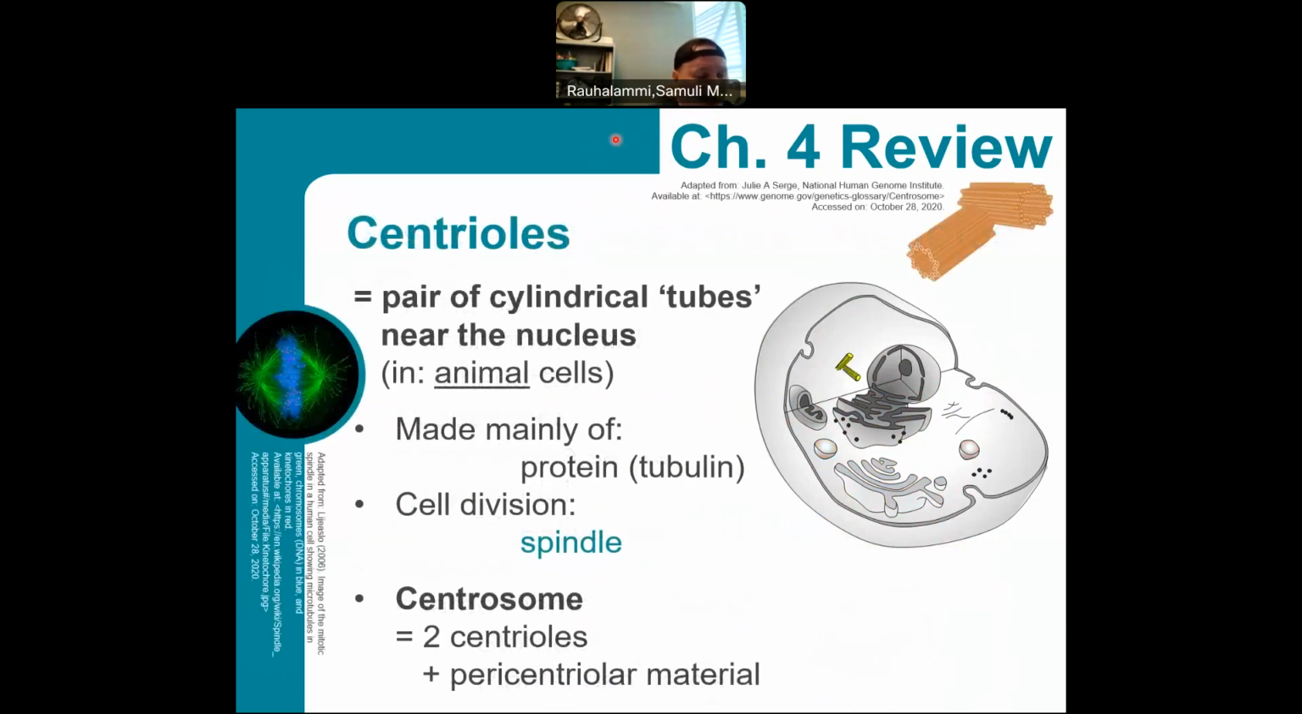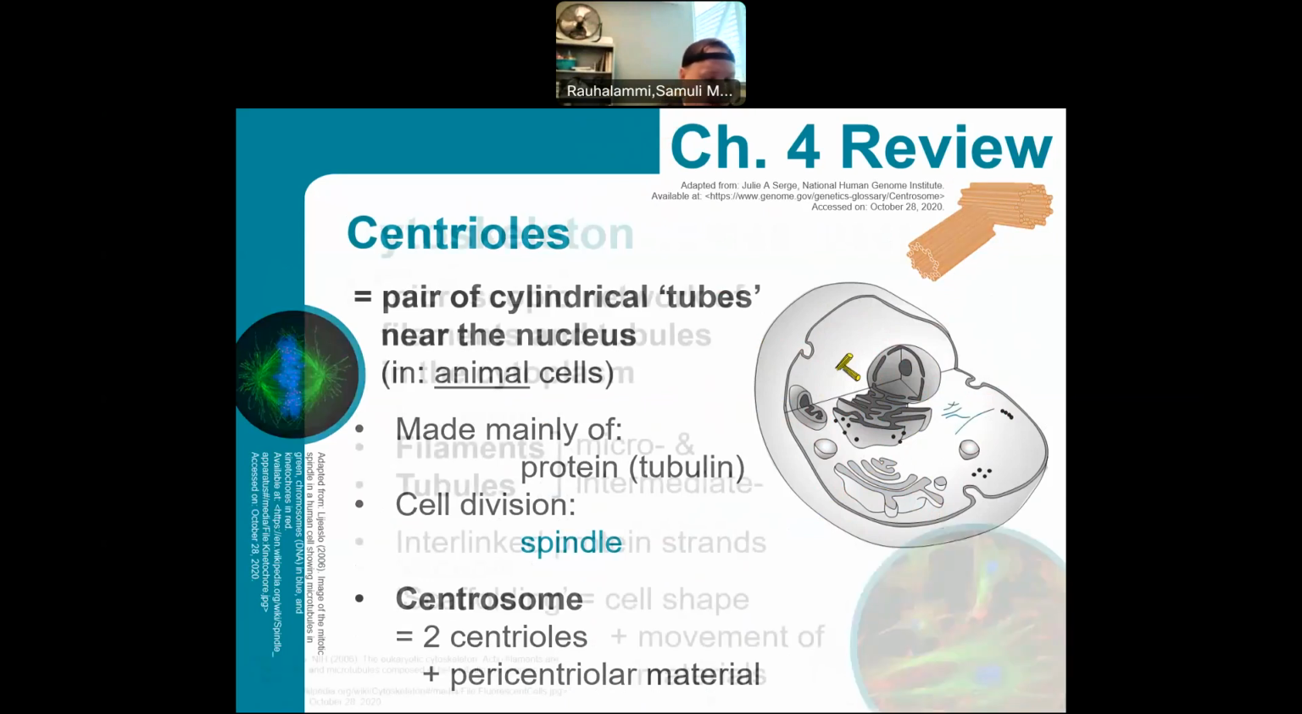Another cell structure that we see and that's important in cell division is our centrioles. This is a pair of cylindrical tubes that are typically found near the nucleus in animal cells, and they are mainly made of proteins. Their role is to provide the attachment point for the spindle during the process of cell division, when the DNA has been replicated and divided into two poles of the cell. So that's something to note there.